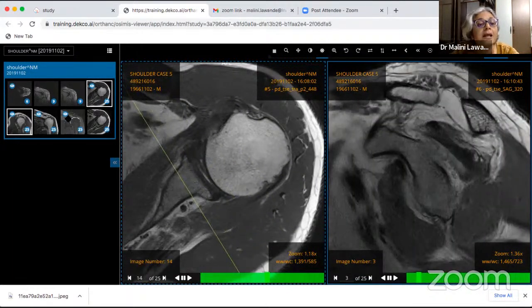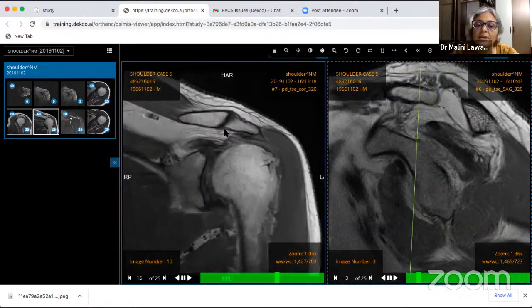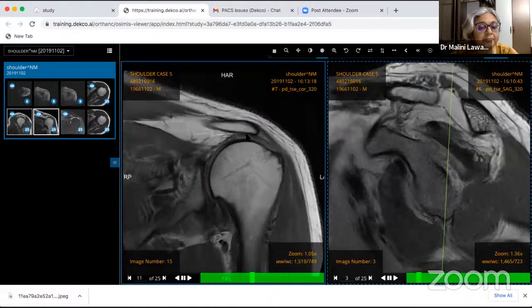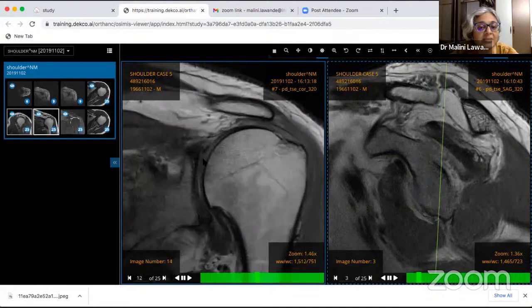Okay? Let's look at the AC joint. AC joint is normal. There is no osteoarthrosis. There is no spur. And the cartilage is good. So look at the cartilage here. Look at this gray line. That's the cartilage. So the cartilage is good. There's no rotator cuff arthropathy.